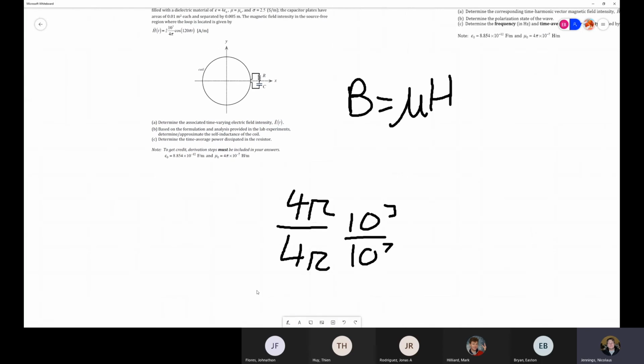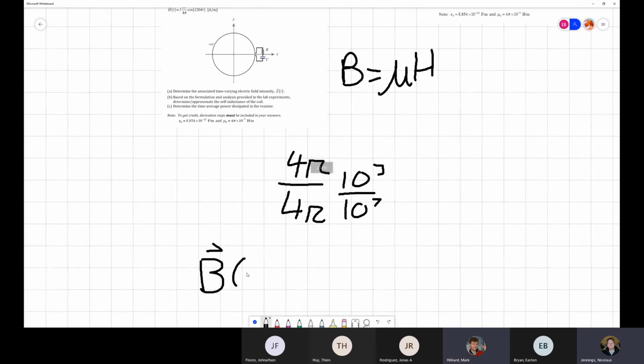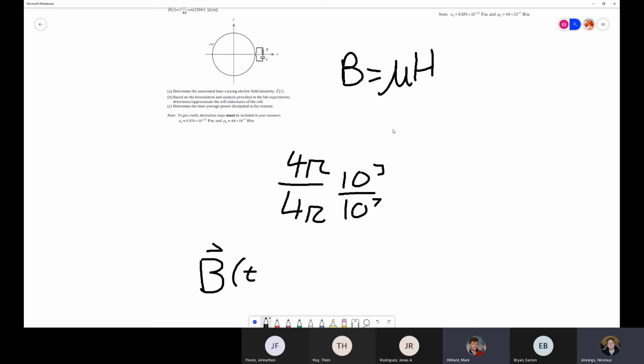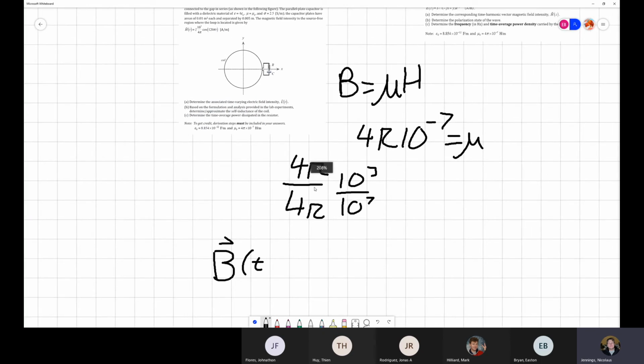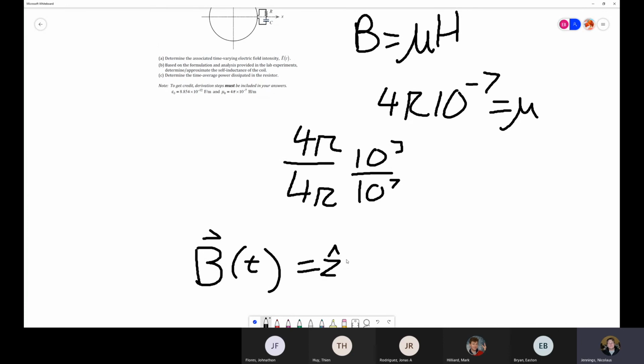So then what we're left with is B of t. And so mu equals 4 pi divided by 10 to the power 7? Yeah, 4 pi times 10 to the minus 7 is what mu equals. Well, maybe not the big 7. There you go. Yep. Then we just have B is equal to z hat cosine of 120 pi t.